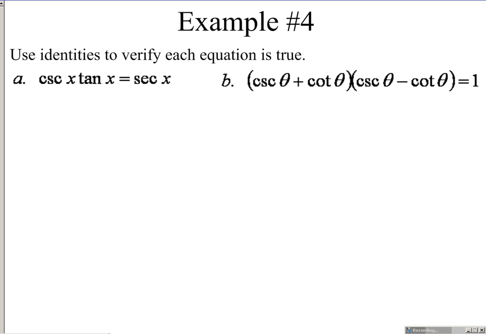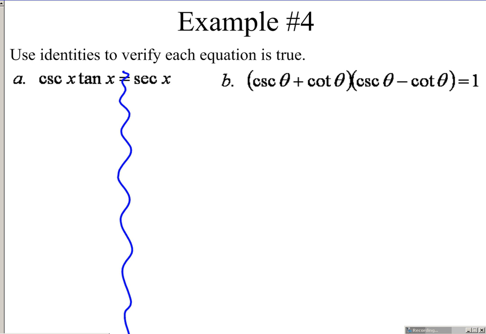Use identities to verify each equation is true. And this is kind of a brief introduction. We're not going to do a lot with this at this time, but we will do quite a bit with it in Chapter 5 at the start of second semester. For verifying that the identity is true, we work on one side of the equation. You'll have more of a checklist in Chapter 5. We're not going to get, like I said, in too much detail at this point.